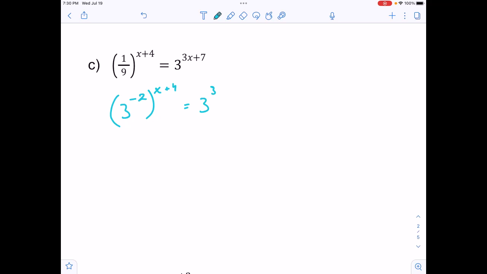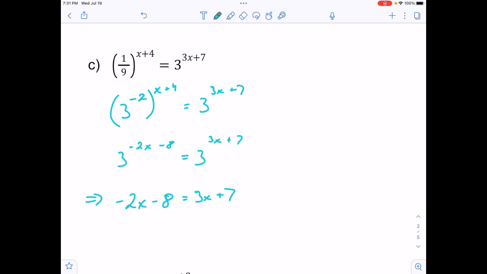My right-hand side is going to remain the same. I distribute out through multiplication. This will be 3 to the power of negative 2x minus 8 is equal to 3 to the power of 3x plus 7. And now I can jump to just my exponents. This is implying that negative 2x minus 8 is equal to 3x plus 7.